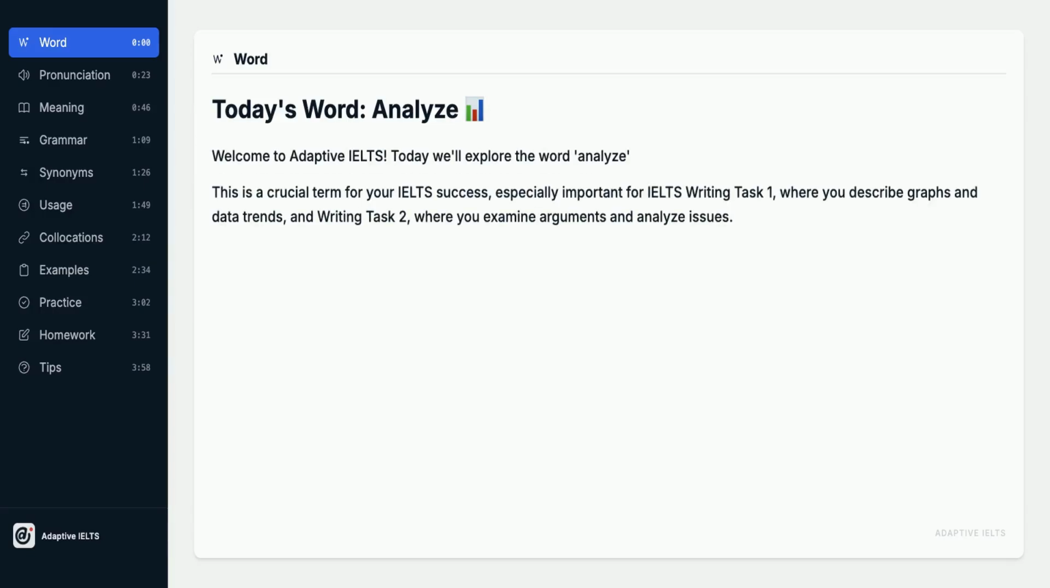Welcome to Adaptive IELTS. Today we'll explore the word analyze, a crucial term for your IELTS success. This word is especially important for IELTS Writing Task 1, where you describe graphs and data trends, and Writing Task 2, where you examine arguments and analyze issues. It's also essential for IELTS speaking when you need to break down concepts and explain details.